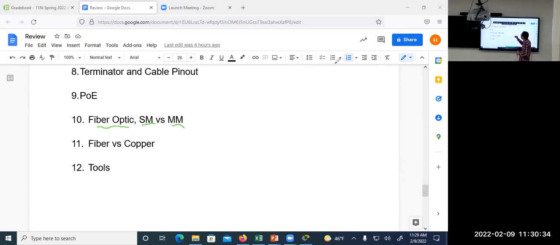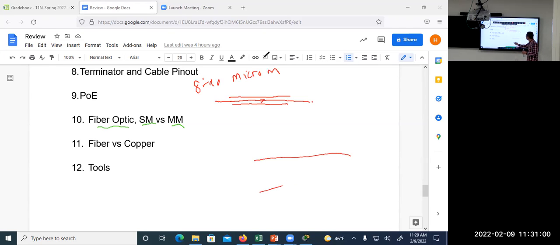Right. So in single mode, the core is very small. It's only 8 to 10 micrometers. It's very small. That's why you only have one ray of light. When you have one ray of light, you don't have much reflection, right? In the case of multimode, the core is much bigger by comparison. That's why for multimode you have many rays of light when you travel along the way.